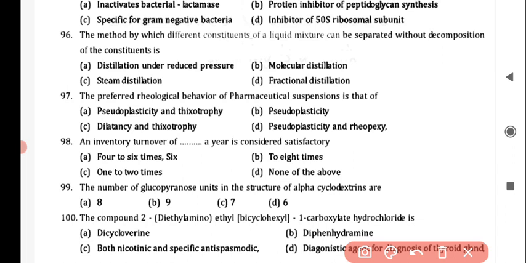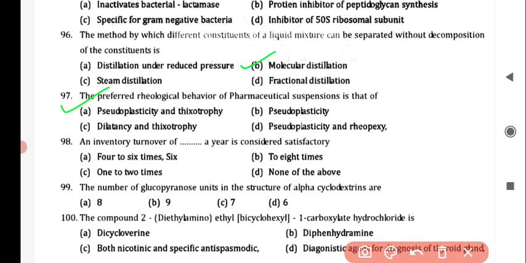Next question is, the method by which different constituents of a liquid mixture can be separated without decomposition of the constituents is, and the correct answer is option B, molecular distillation. Next question is, the preferred rheological behavior of pharmaceutical suspensions is that of, and the correct answer is option A, that is pseudoplasticity and thixotropy.